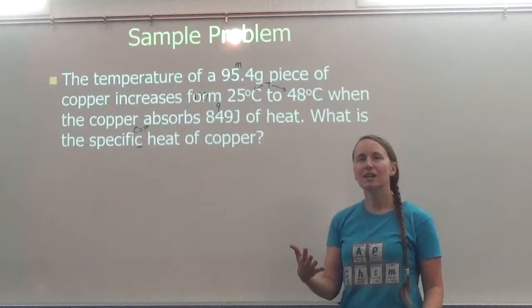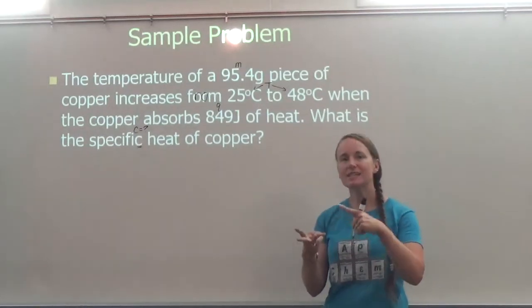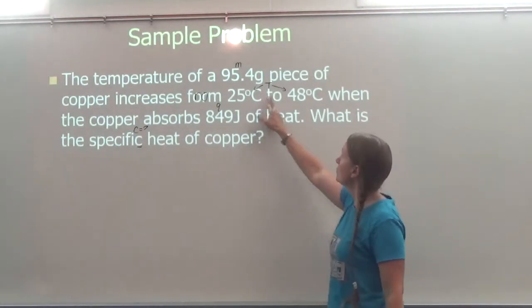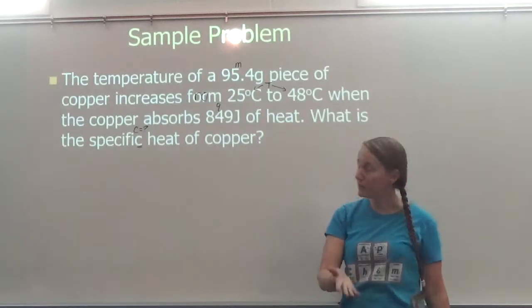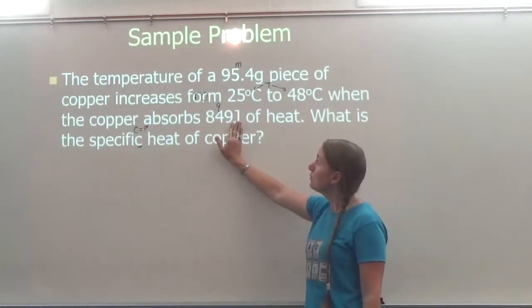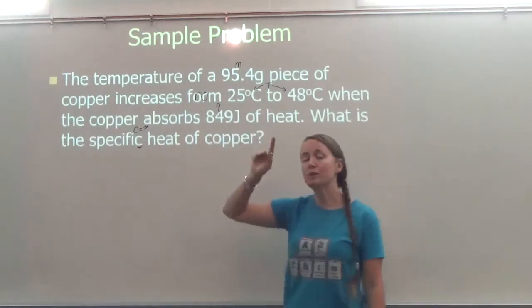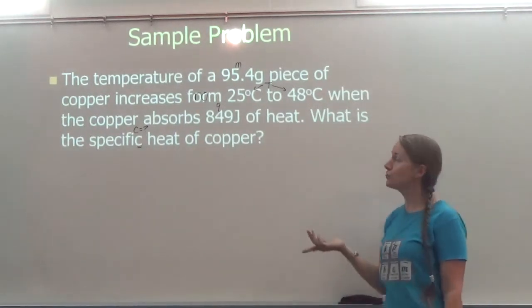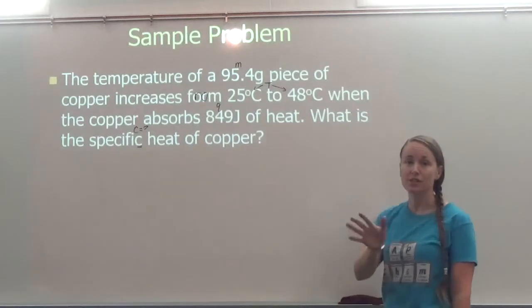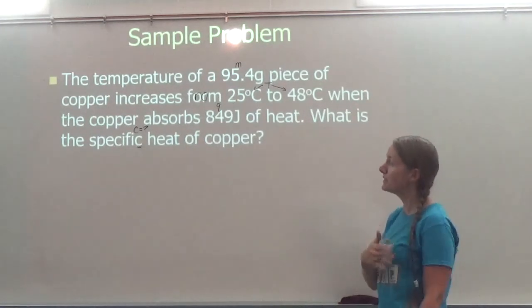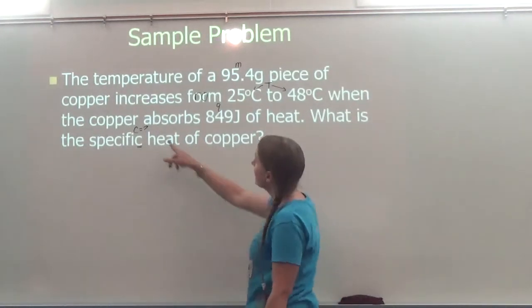Because a lot of you get mixed up between temperature, heat, and specific heat. Remember, temperature will be in degrees Celsius, or it could be in Kelvin. Heat will be in joules, it could be in kilojoules, and you may have to convert it. And specific heat will be joules per gram degrees Celsius or joules per gram Kelvin. Sorry, Kelvin has no degrees. All right, so that means I'm looking for C.